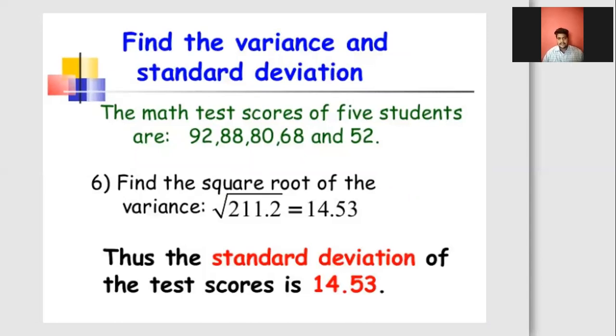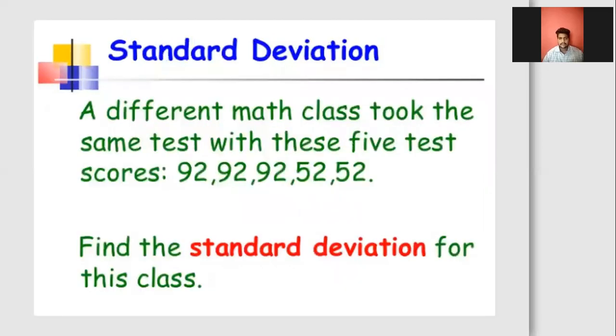Then we have to find the square root of the variance. That is the square root of 211.2, which is equal to 14.53. Thus the standard deviation of the test scores is 14.53.